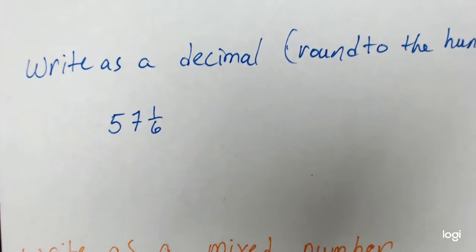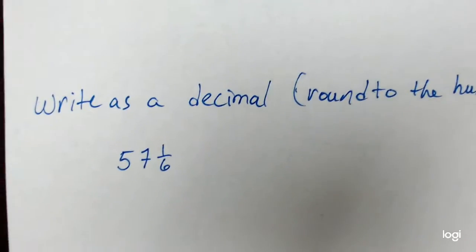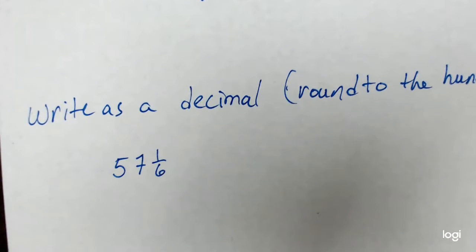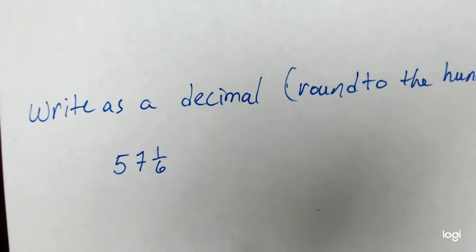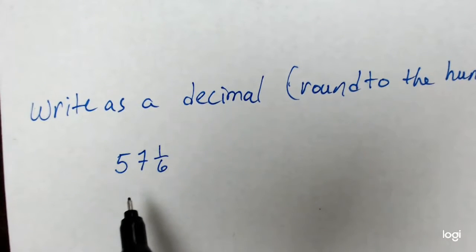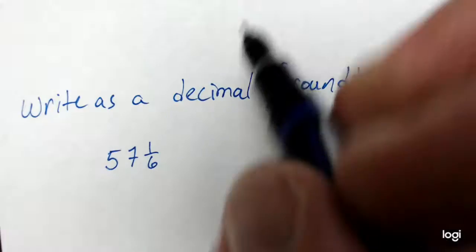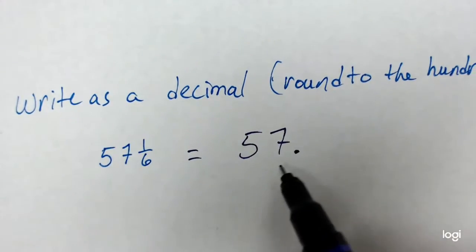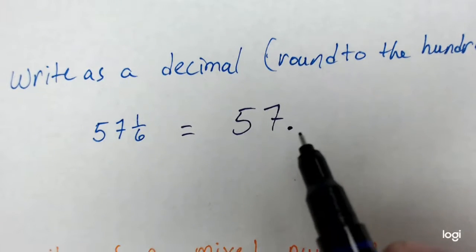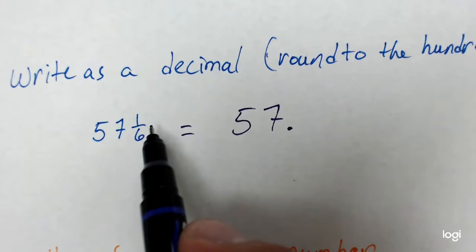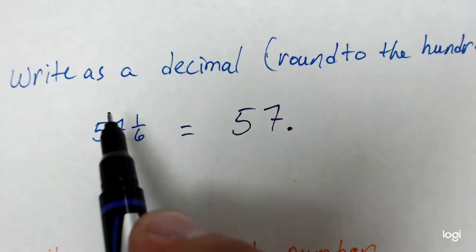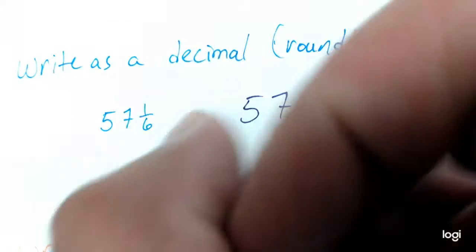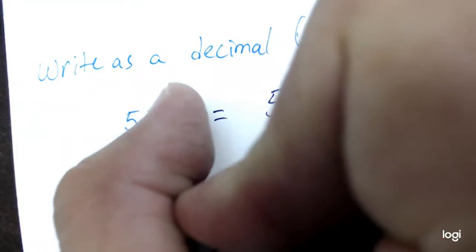Okay. Now let's talk about how to write a decimal out of a mixed number. Now this one is pretty interesting, and it's pretty simple. The cool thing about the decimal in a mixed number is the whole part is going to be the first half of our decimal number. So this is going to equal 57 decimal or point something. Now to figure out the something, I have to remember that fractions are the same operation as division. Now if I'm writing this mixed number as a decimal, I'm going to divide 1 by 6.